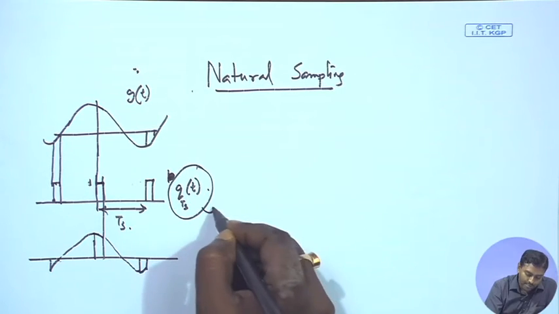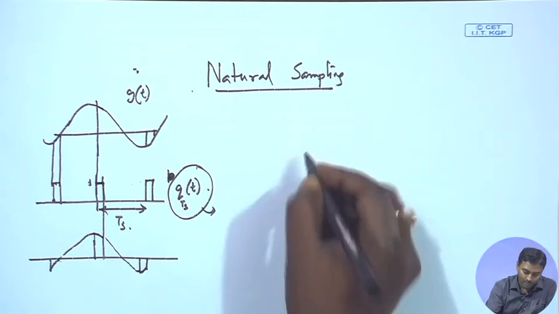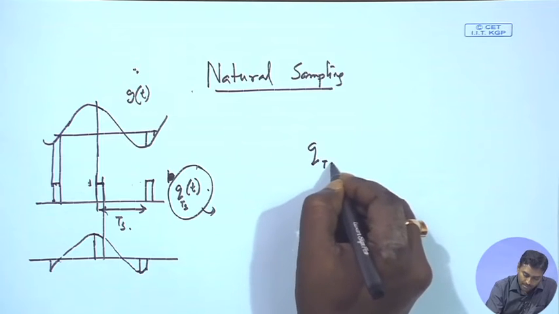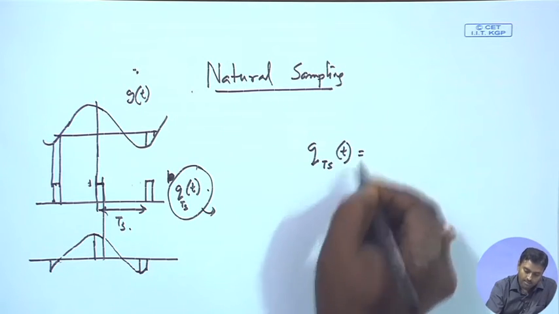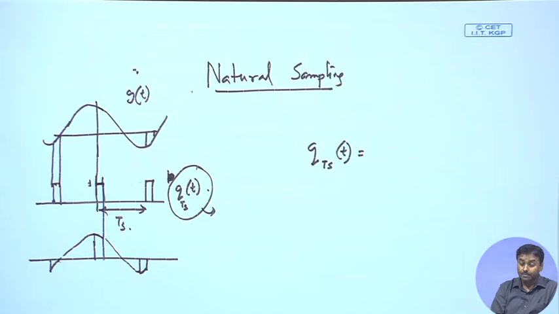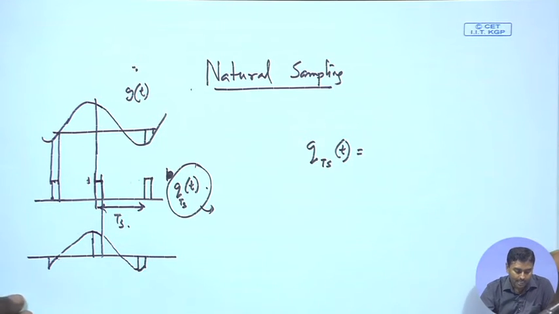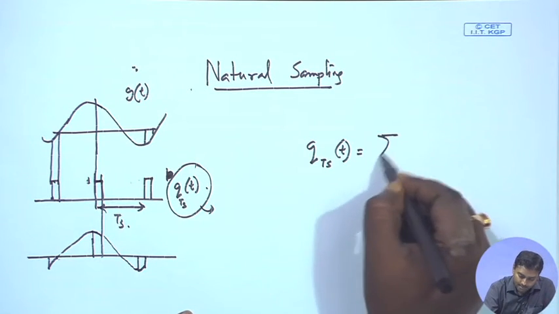Okay. So, can you now characterize it in frequency domain and then try to see, the way we have done for flat top sampling. So, that is something we will try to do. For that, first of all we have to characterize these things. So, q t s t, what is that? That is a periodic signal, right. So, if it is a periodic signal, I can always write it in Fourier series.